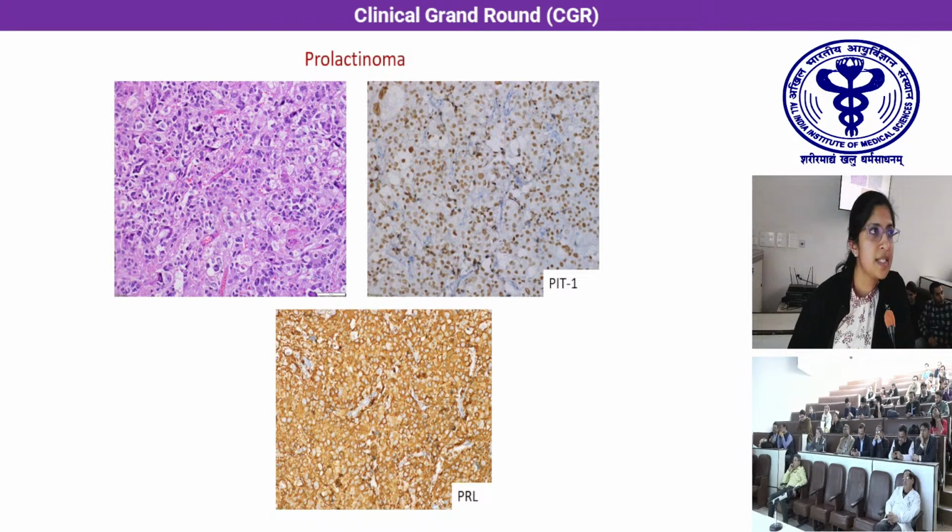So next most common is the pituitary, in which the most common among the pituitary adenomas are the prolactinomas. And this is a representative image of a prolactinoma, which shows characteristic immunoexpression for PIT1 and prolactin.